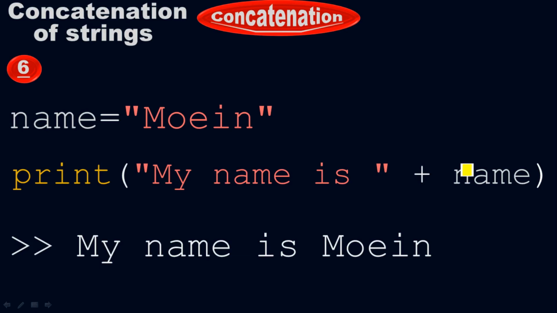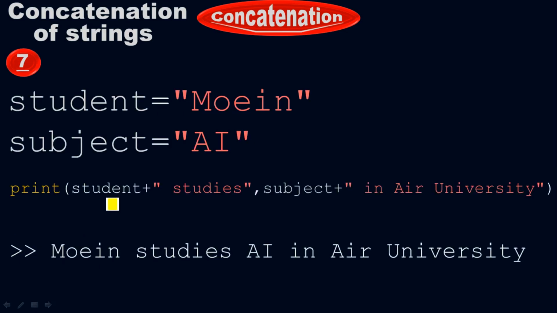When you look at example number 7, it is the other way around. The name variable is in the first place and the expression inside the quotes is in second place. Therefore, I put space right after the first quotes, not right before the second quotes. Don't put space here. Put the space right after the first quotes of the expression. Only then you will get Moein space studies.